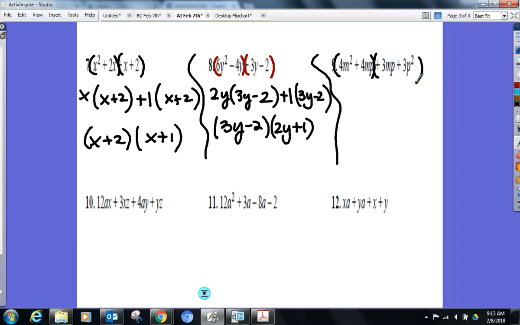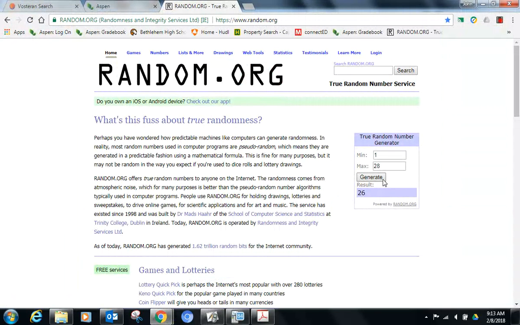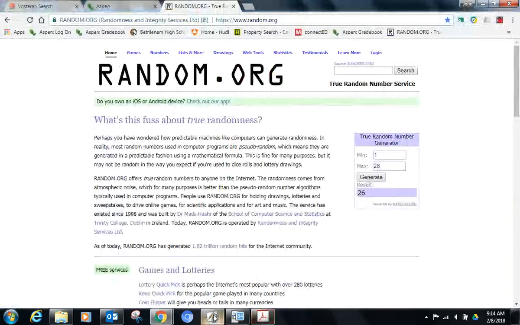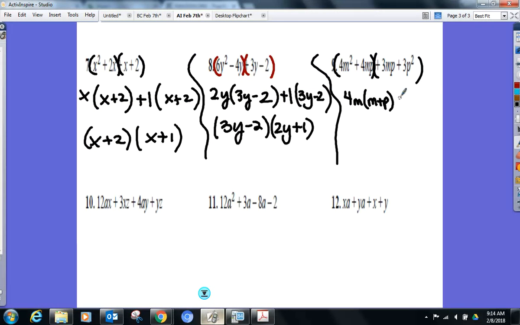Okay. Last one I'll do with you. What do you want to take out of the first grouping? First grouping, 4m squared plus 4mp. I can take out a 4m, and what are you left with? M plus p. So let's hope on the next one I'm going to be left with an m plus p. Number 2, what do you want to take out of this next one? 3p. And what are you left with? M plus p. Ding, ding, ding. I'm doing it right. Something's going right.